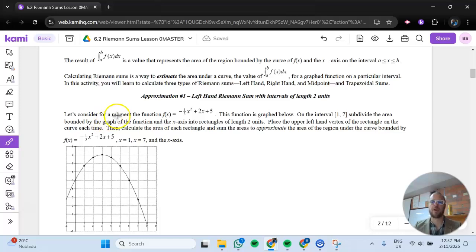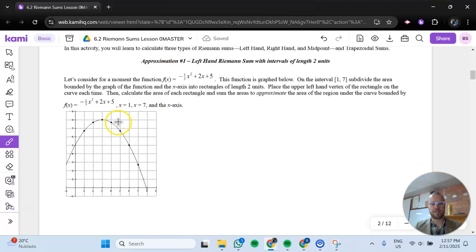So a Riemann sum is a way for us to estimate this, because at the very beginning they had no idea how to find the area under a curve. And so we would estimate it. And that's what we're going to look at here. So we have this curve, f of x, which is negative a third x squared plus 2x plus 5. And what we're going to do is take a look at it between 1 and 7.